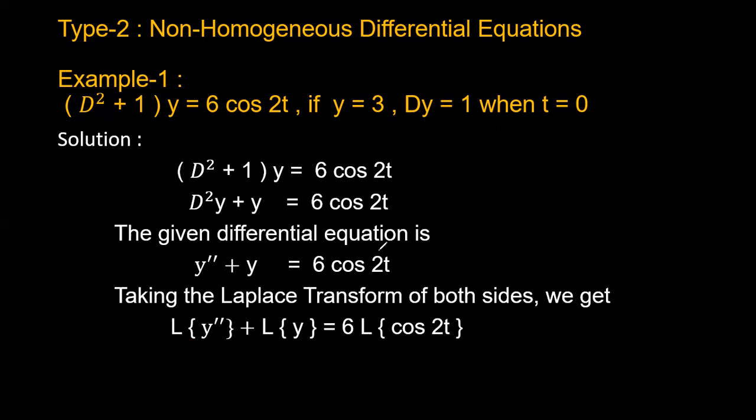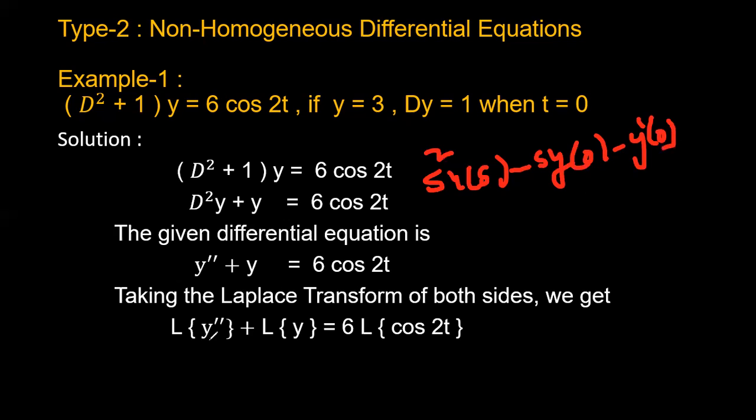Laplace transform of y double dash is represented as s square Y of s minus s into y of 0 minus y dash of 0. So this is for this differential equation. Plus Laplace transform of y is nothing but Y of s, is equal to the right side part, 6 into s by s square plus a square. A square value is nothing but 2 square.